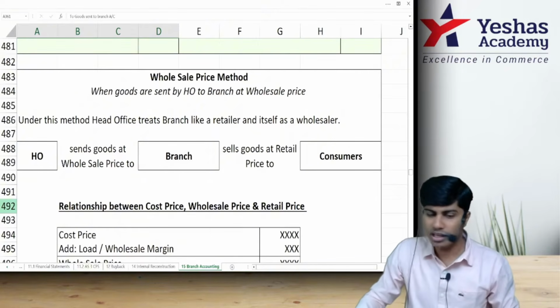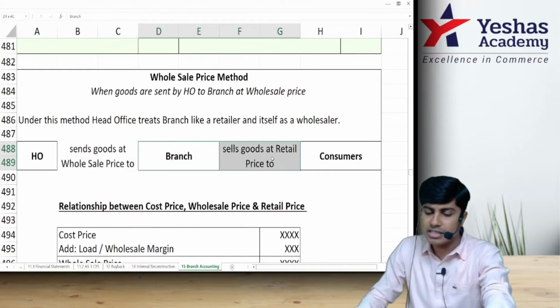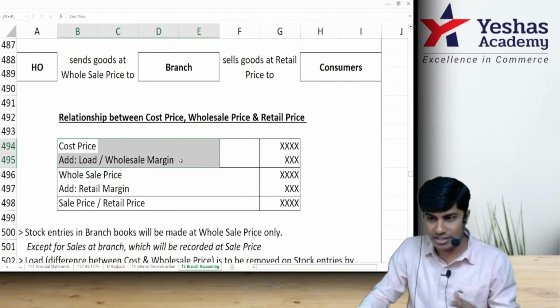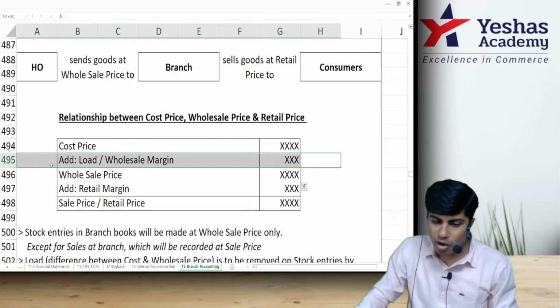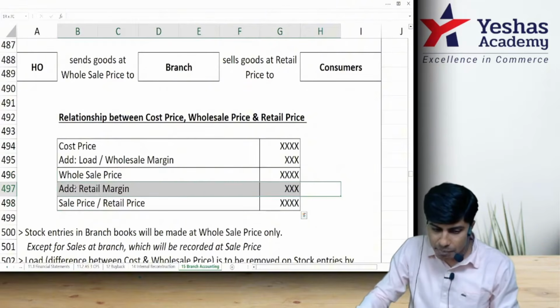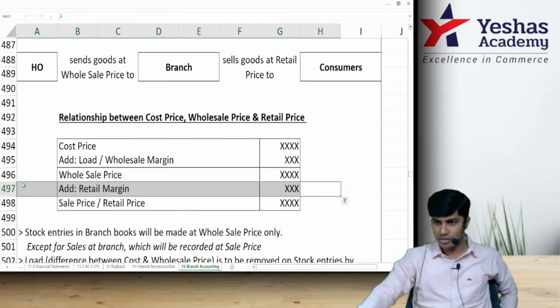Under the wholesale price method, head office sends the goods at wholesale price to the branch, and the branch sells the goods at retail price to the customer. Cost plus wholesale margin or load is what we call wholesale. This wholesale margin is the profit booked by head office. Wholesale price plus retail margin is the retail selling price. This retail margin is the profit booked by the branch, which is anyways later transferred to head office.